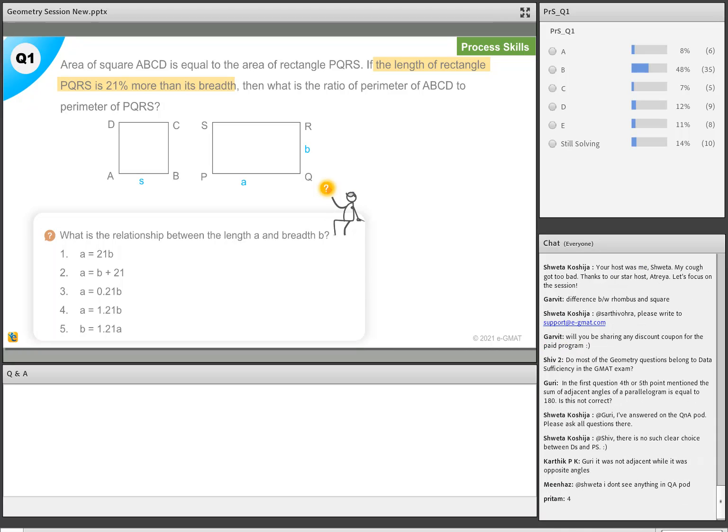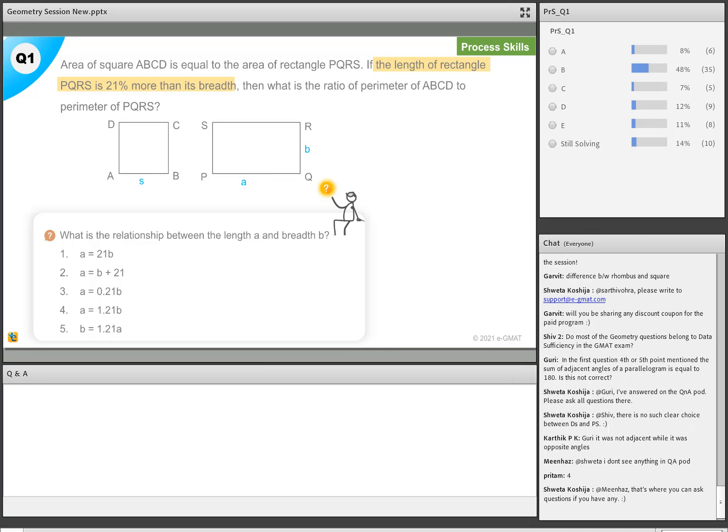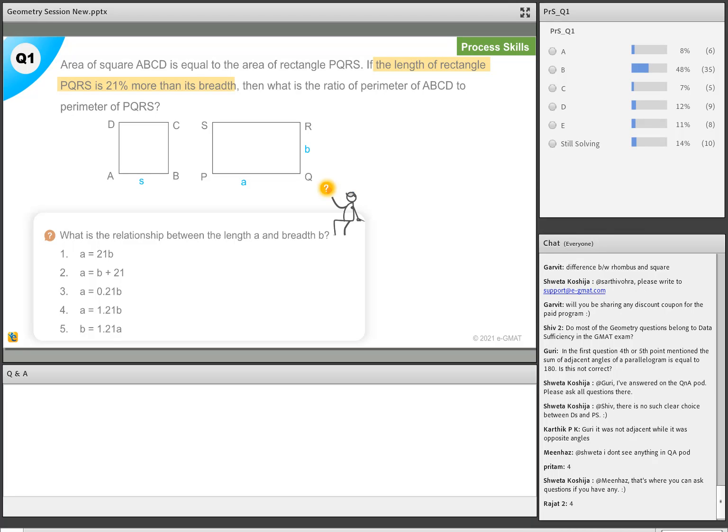Okay, so I have a relationship between the lengths of the rectangle and a square. You people tell me, what would that be if the length of the rectangle is A and the breadth is B? According to the information in this question, which of these five options is the true one?